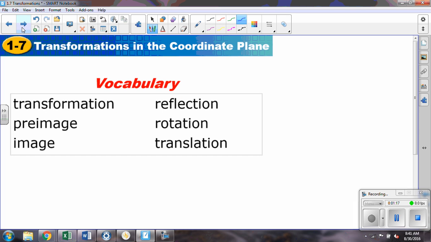And thus we'll note our vocabulary: transformation, reflection, rotation, and translation. A transformation is any kind of movement. We already saw reflections are flips, rotations are spins, translations are slides. These other two you might not be familiar with. Pre-image and image are vocabulary that you certainly need to know. We will use them consistently whenever we talk about transformations.